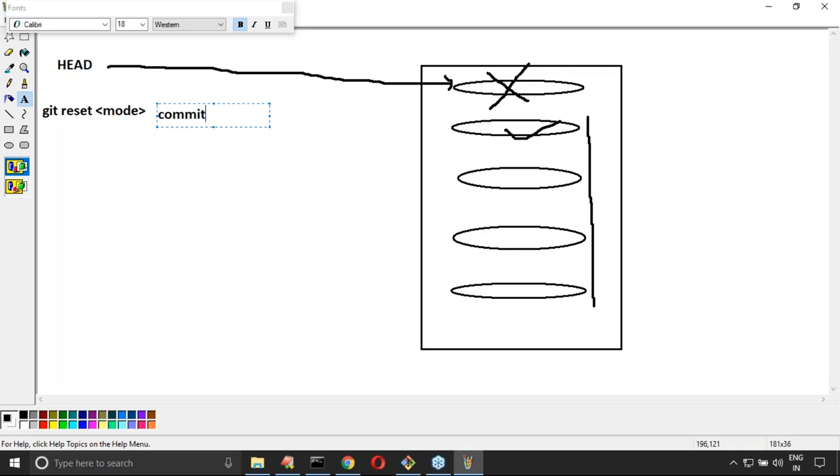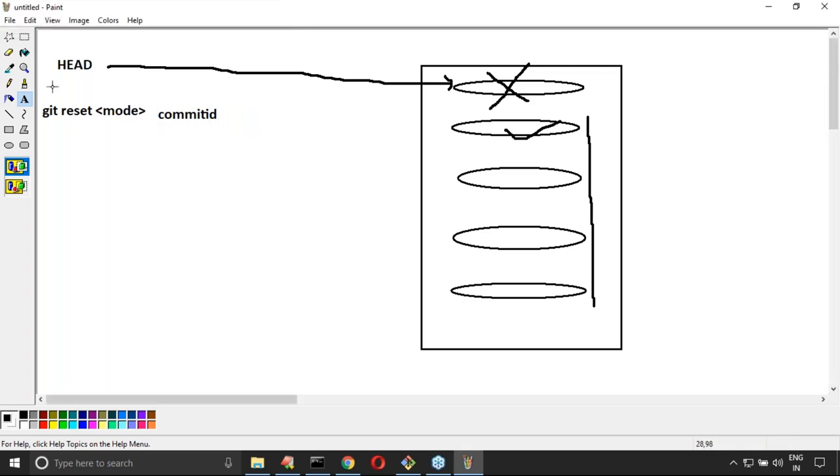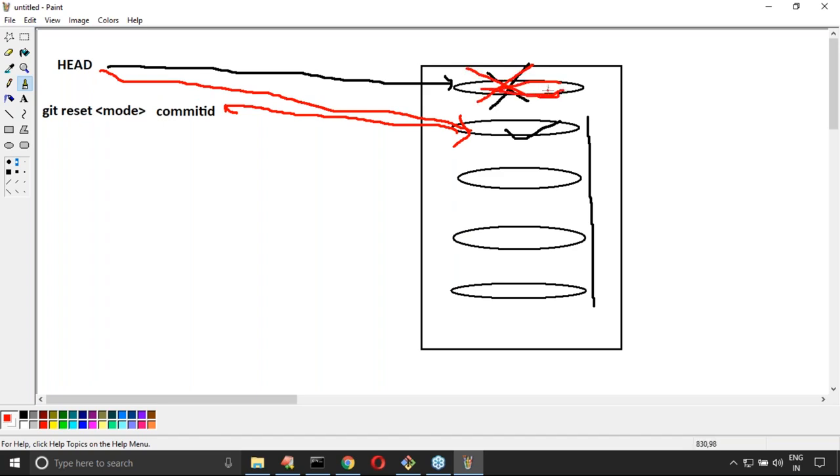Whatever commit ID we specify, this commit ID will now become HEAD. Remember this. If I specify this commit ID, HEAD will become this one, and the later commit will be removed from the repository. I hope everyone is in a position to understand. Please observe carefully about this terminology. Viraj? Yes? Nirmal, are you able to understand? Just observe carefully: if I specify this commit ID, this commit ID will become HEAD.